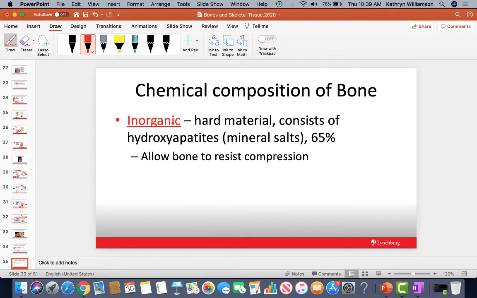In terms of inorganic components of bone, this is going to be the very hard part. So these are basically mineral salts, and in bone we call these hydroxyapatites. This is going to account for 65% of our bone, and the mineral salts are very, very hard. So they're going to allow the bone to resist compression, and they give bone its hardness.